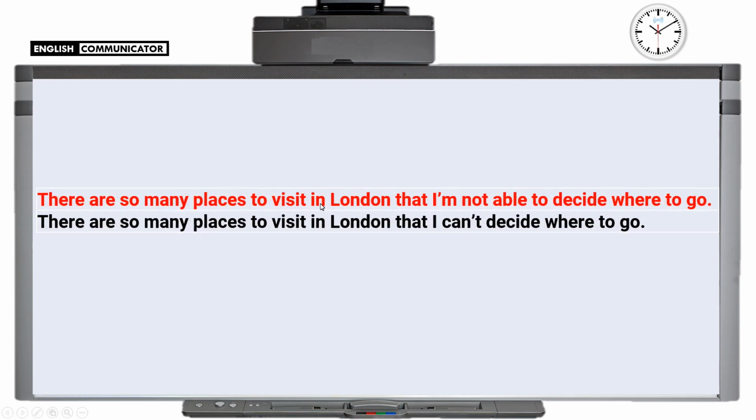"There are so many places to visit in London that I am not able to decide where to go." What's wrong here? "There are so many places to visit in London that I can't decide where to go." Here it is about your ability. "I'm not able to go": no, it's wrong. "I can't decide." It means that is your decision problem. "I'm not able to go" would mean you're handicapped. You have legs, but it is your decision power. So you can't say "I'm not able." "I can't decide where to go." That's the correct sentence.